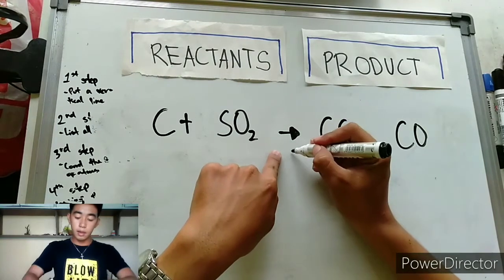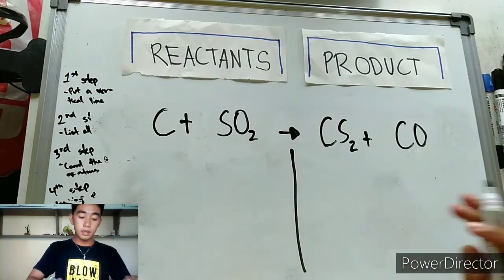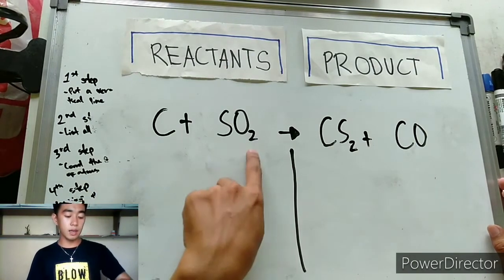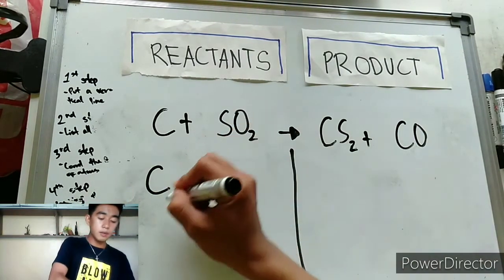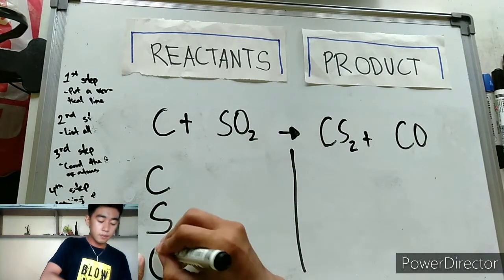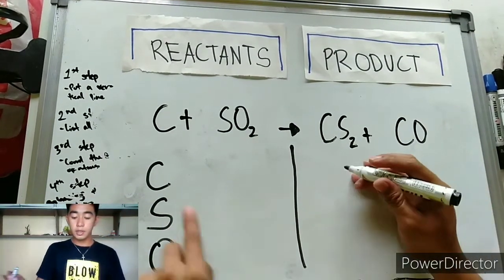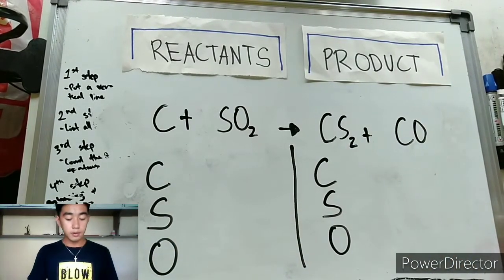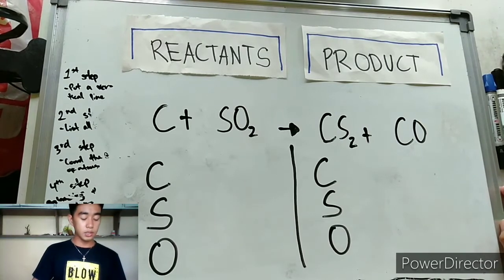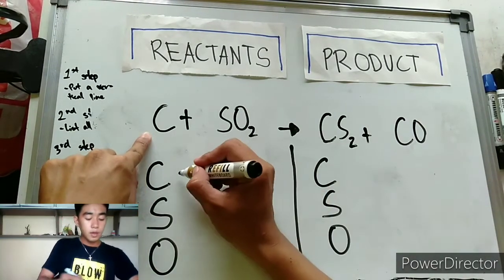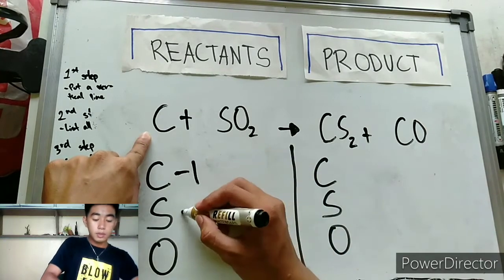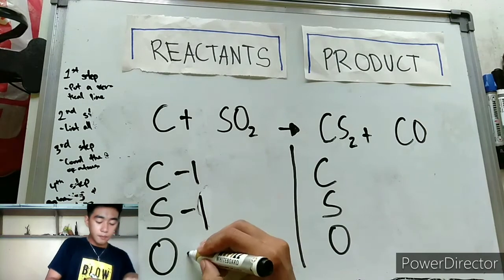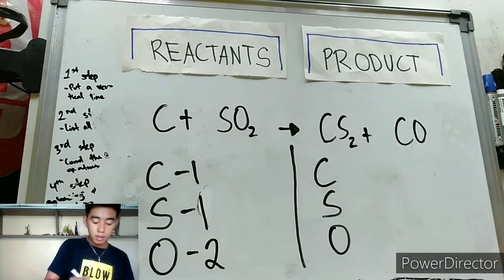So let's draw a vertical line here first to separate the elements of reactants and the product. In this case, as we can see, we have 3 elements: carbon, sulfur, and oxygen. And also for this side, we have carbon, sulfur, and oxygen. Now let's count the number of atoms of each element. For carbon here, we have only 1 atom. For sulfur, we have also 1 atom. And for oxygen, we have 2 atoms.